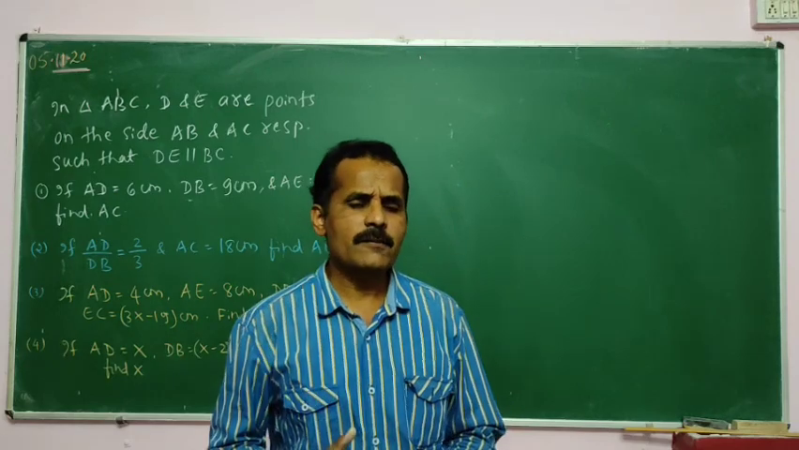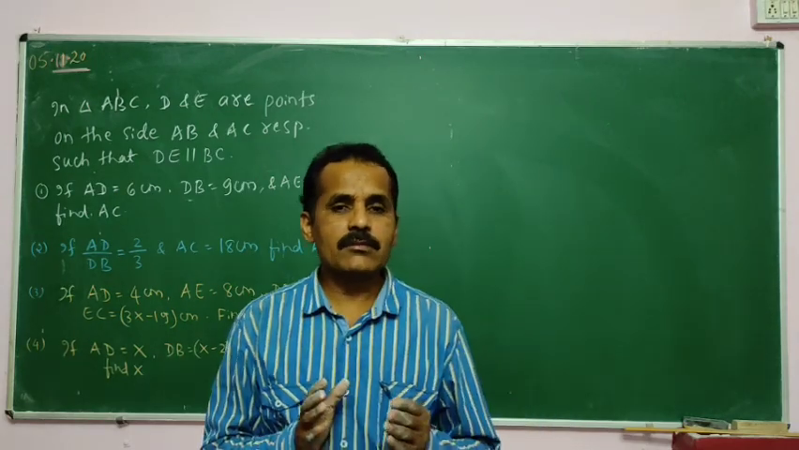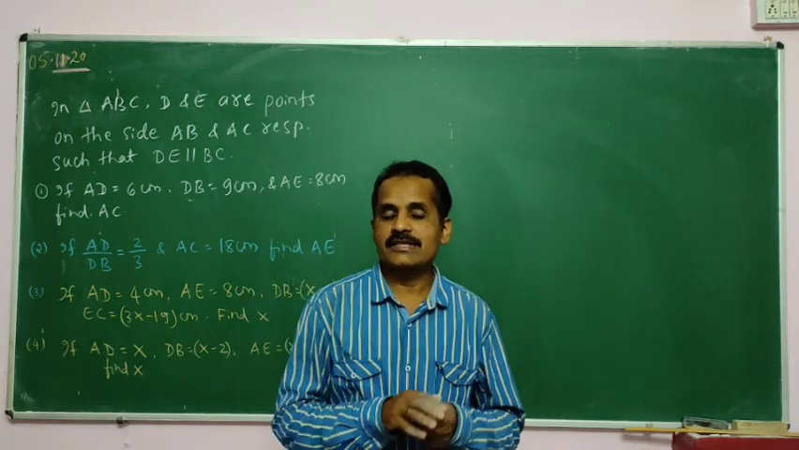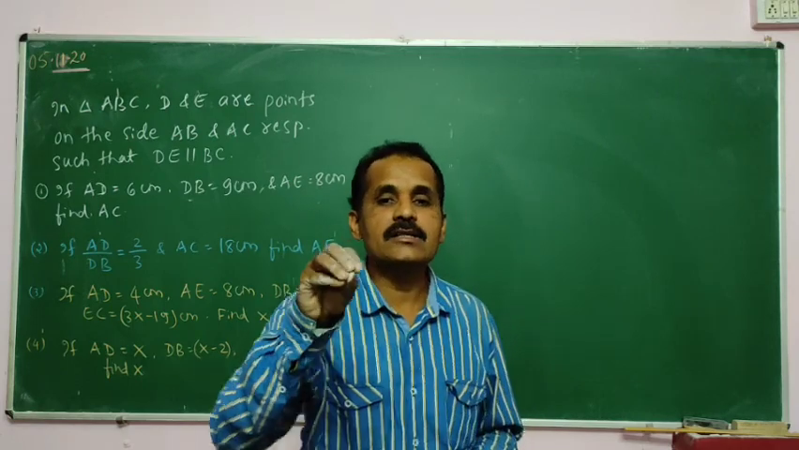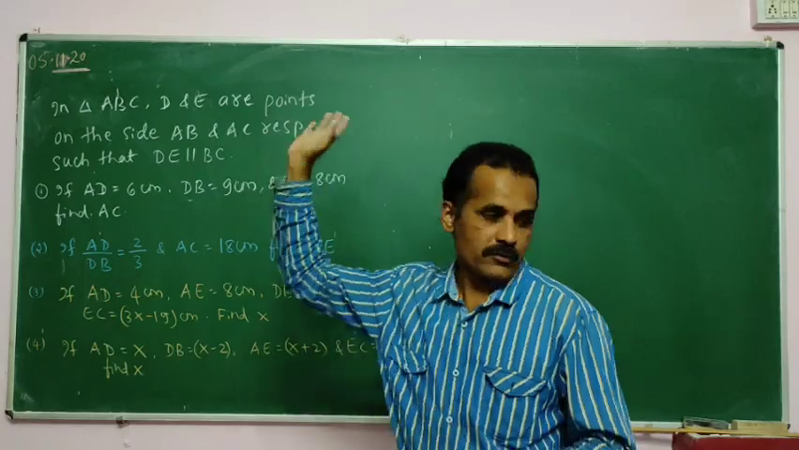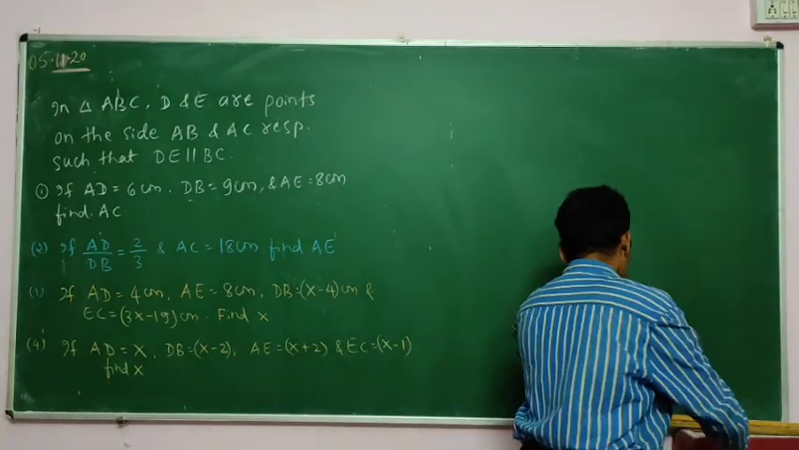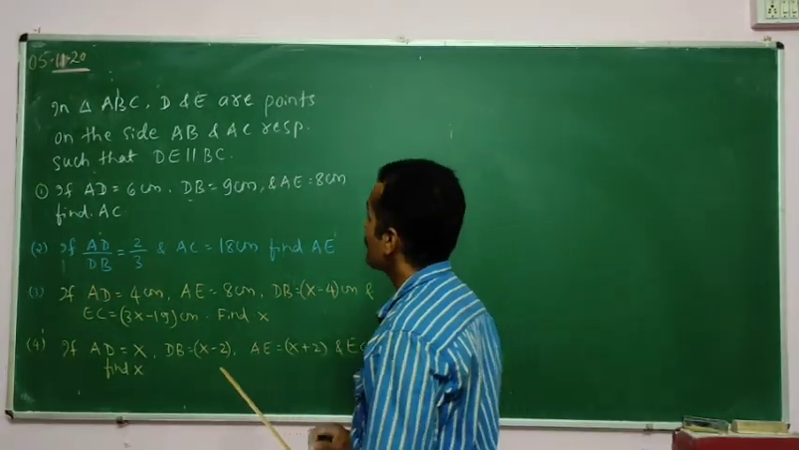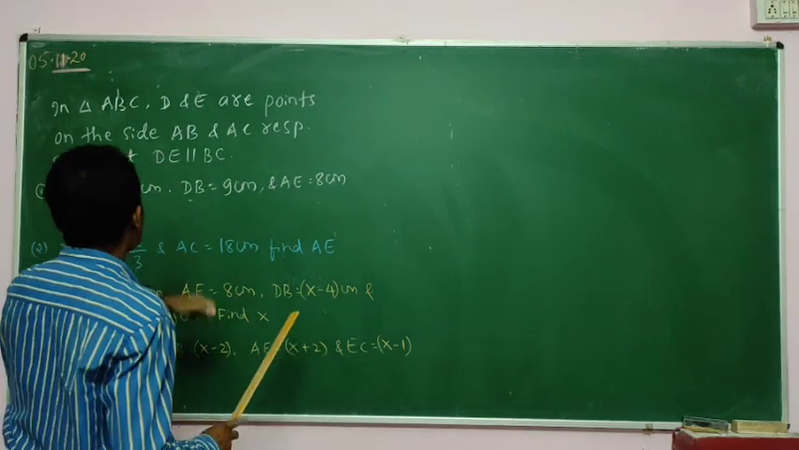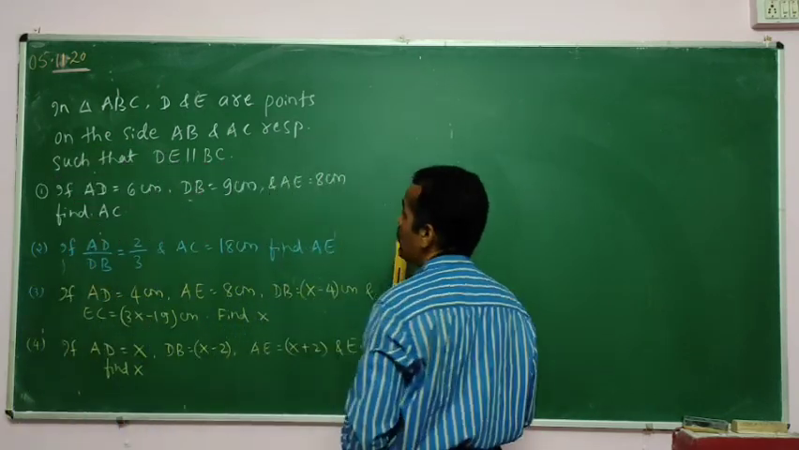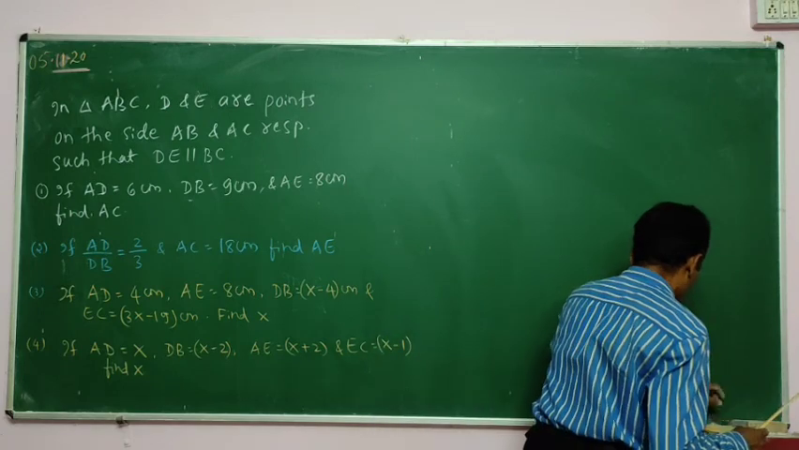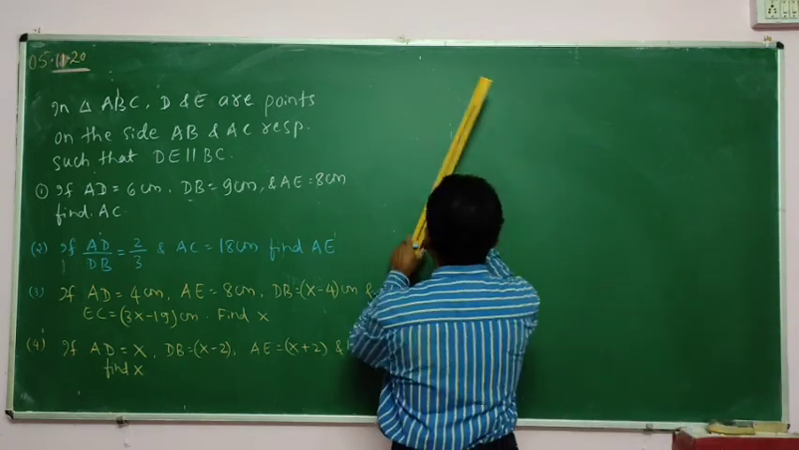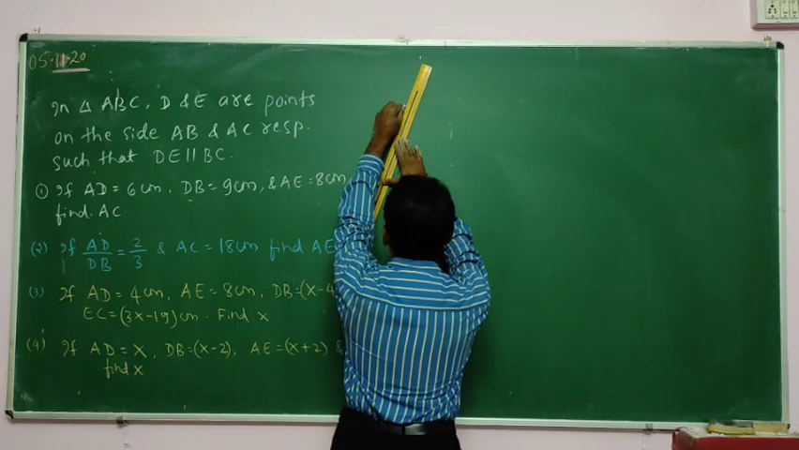So far we have seen what Thales' theorem is and what its corollaries are. Now let us see how to implement those results in a particular problem. Now we have 4 problems on the board. ABC is a triangle, D and E are the points on the sides AB and AC respectively. Let me draw one figure.